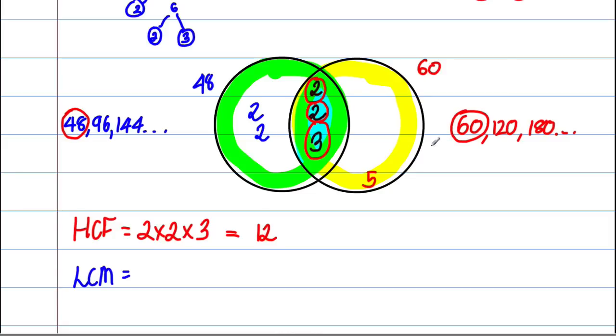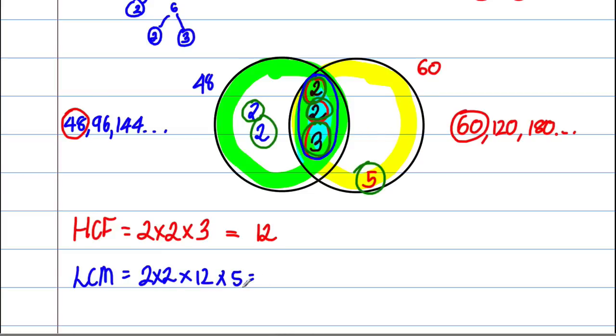Now, in order to find the lowest common multiple of both of these numbers, it has to have all the factors of 48 and all the factors of 60 in it, because otherwise it wouldn't be able to be a multiple of both. So in order to find the lowest common multiple, it turns out to be that multiplied by that, multiplied by each of these three, and multiplied by that. So in this case, the lowest common multiple is 2 multiplied by 2, multiplied by everything we had in here, which we already said was 12, and multiplied by the 5.